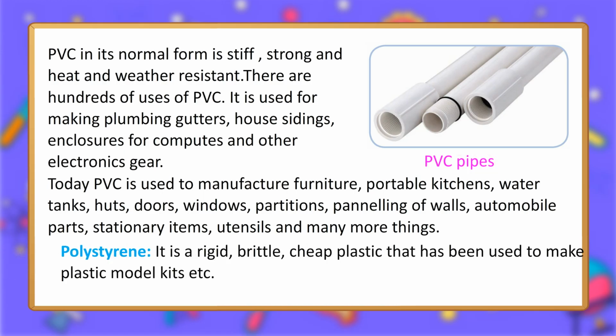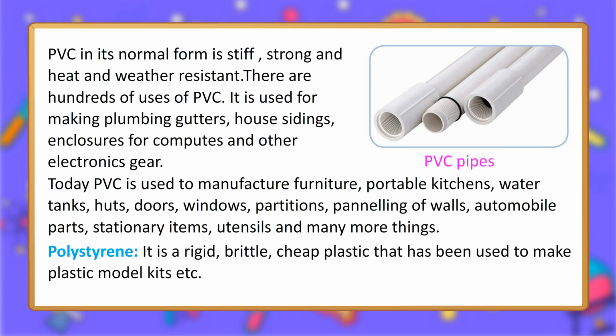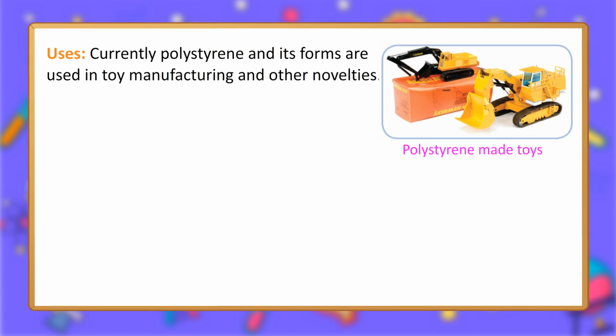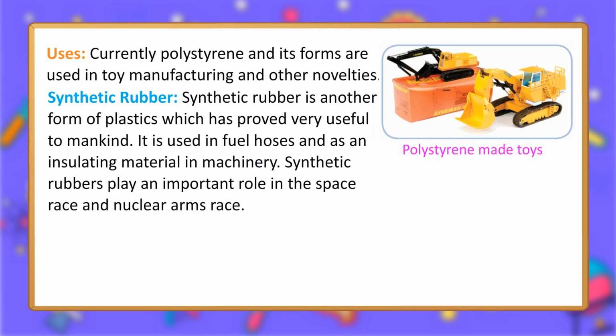Polystyrene. It is a rigid, brittle, cheap plastic that has been used to make plastic model kits etc. Uses. Currently polystyrene and its forms are used in toy manufacturing and other novelties. Synthetic rubber. Synthetic rubber is another form of plastics which has proved very useful to mankind. It is used in fuel hoses and as an insulating material in machinery. Synthetic rubbers play an important role in the space race and nuclear arms race.